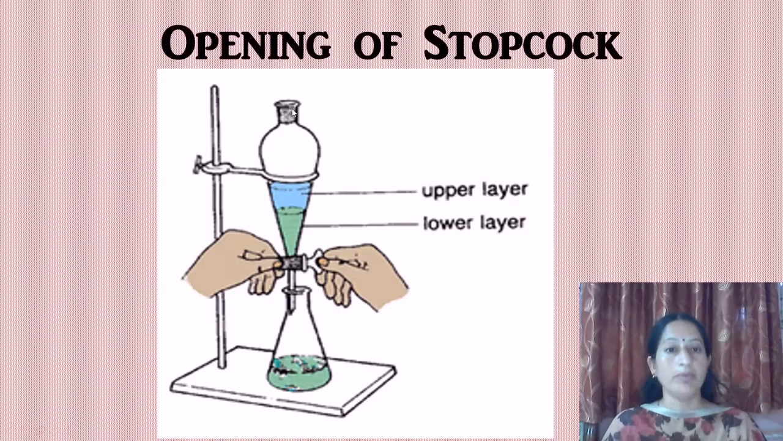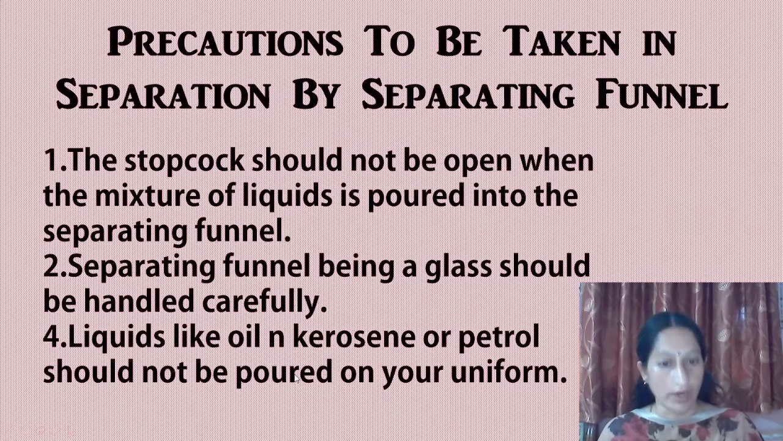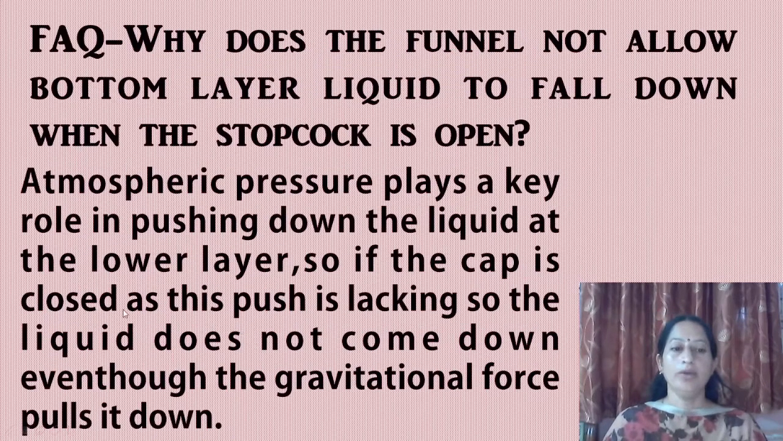So you see, if the cap was put here, then a vacuum can be formed here. Even if some air is there, it can mix with these liquids and there may not be anything to push it down even though there is a gravitational pull downwards. Then also the liquids may not come down. So to prevent that, the cap is opened and atmospheric pressure pushes the liquid down, and only then will this liquid fall down. So I hope this frequently asked question is clear to you.